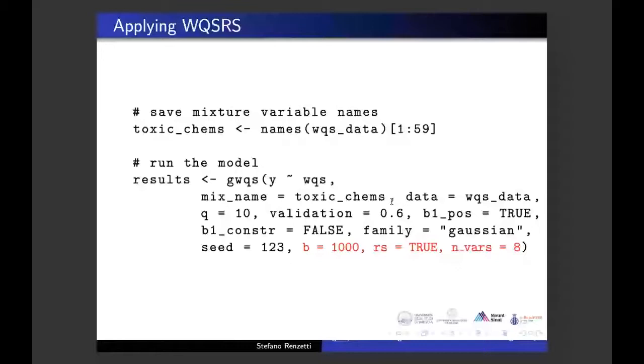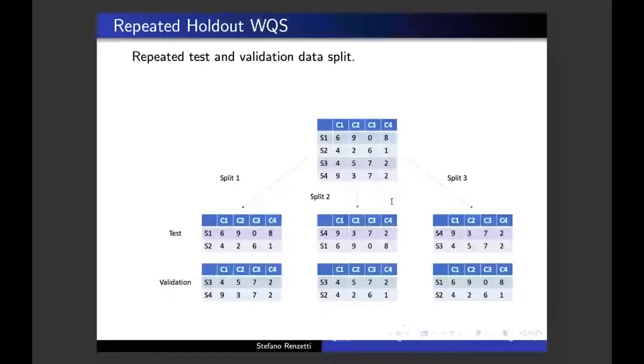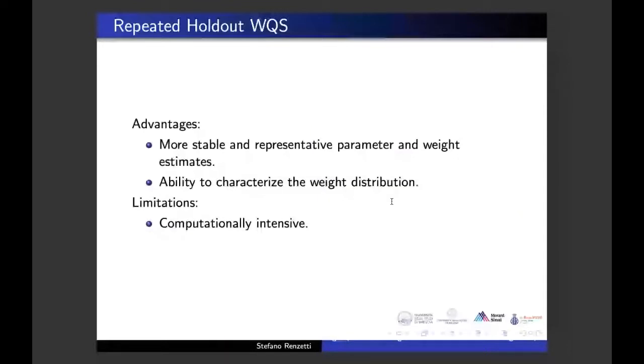A second extension is the repeated holdout WQS, which you can also implement through the gWQS package. This method involves the repeated split of the dataset into multiple test and validation datasets, and on each data partition, a WQS model is fitted. In this way, we obtain an approximately normal distribution of the weights and the regression parameters, from which we can obtain the final parameter estimates and the confidence intervals. The advantages of this method are the more stable and representative parameter and weight estimates, and the ability to characterize the weight distribution. A limitation of this approach is that it is more computationally intensive.